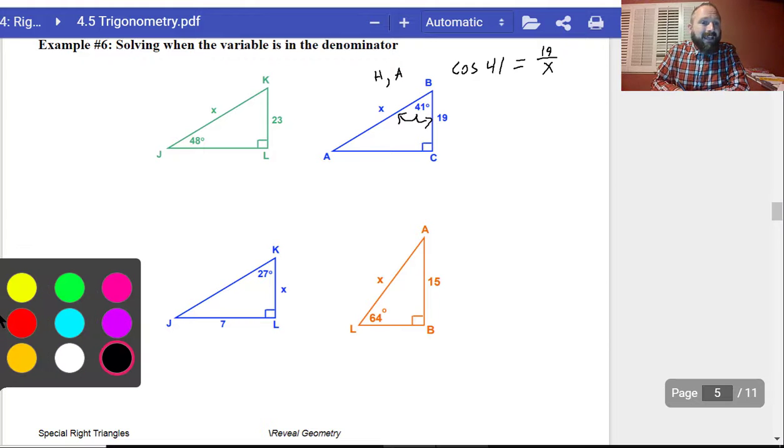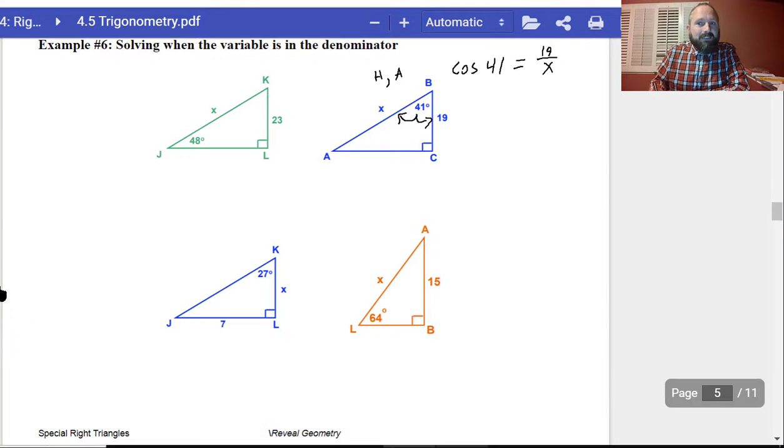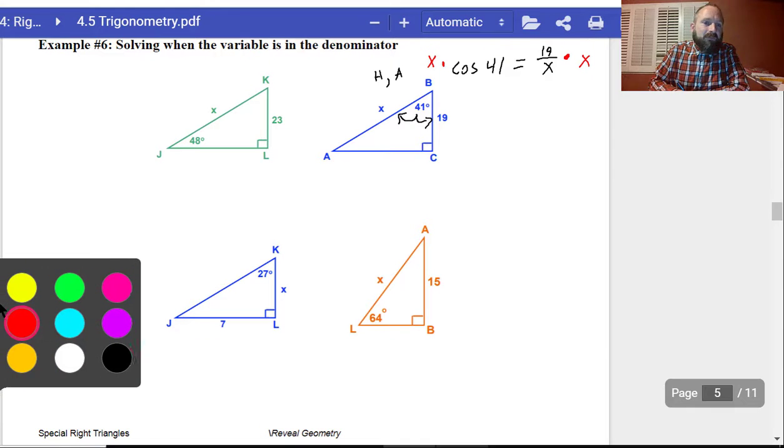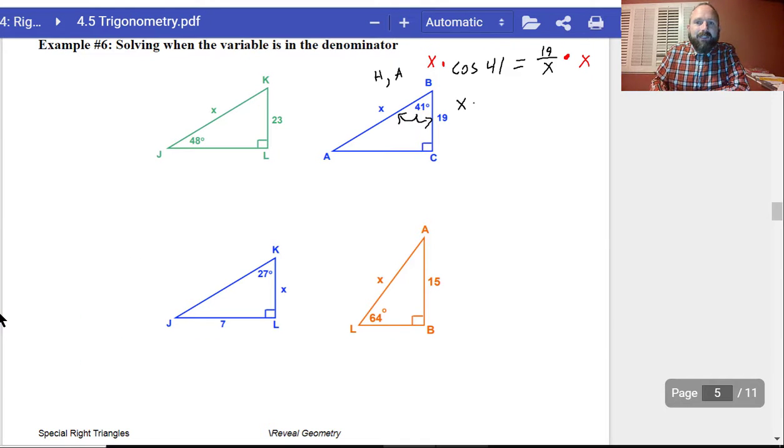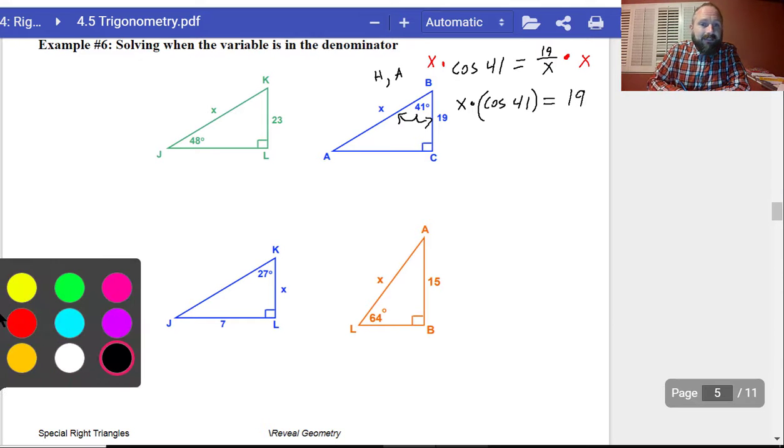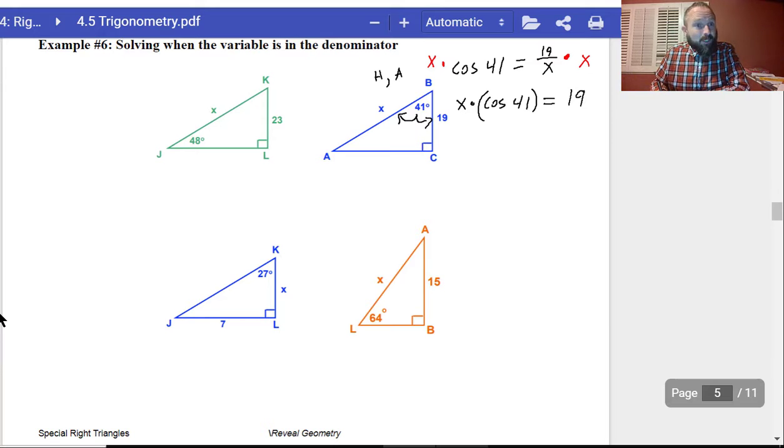All right, well, at this moment, I'm going to tell you, hey, we could figure out this, but I'm going to move these x out of the denominator. After I do that, I'm going to have x times cosine of 41. Now, I'm not going to touch it. I'm going to say, hey, this is the cosine of 41 is equal to 19. Then, what's the opposite of times cosine of 41? Divide by the cosine of 41.